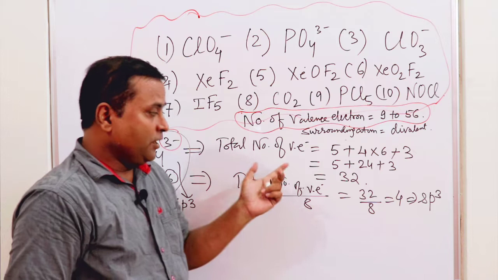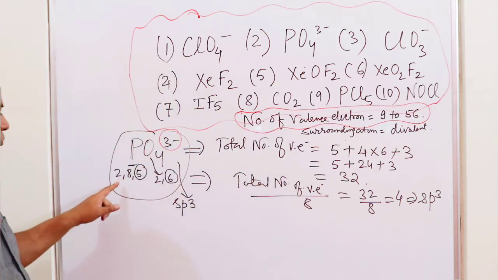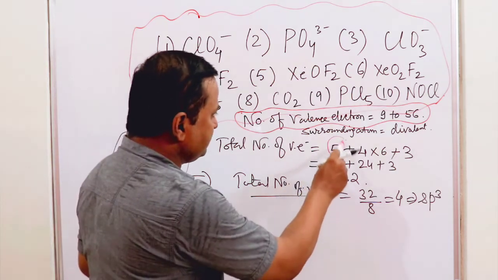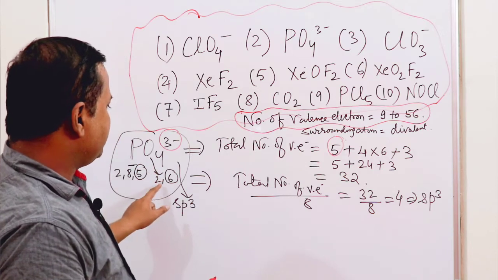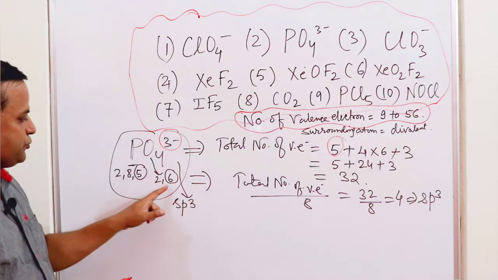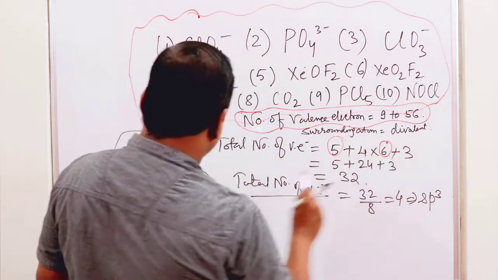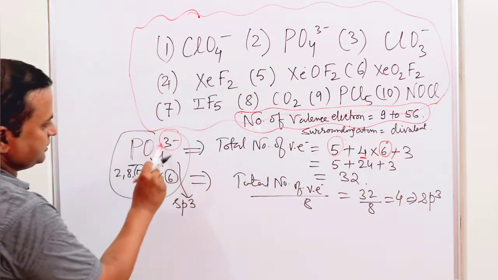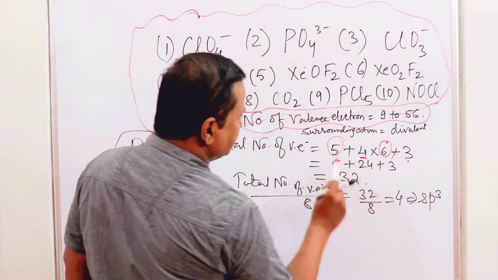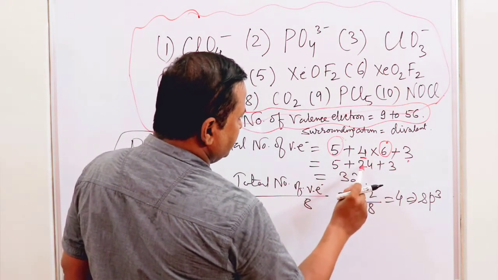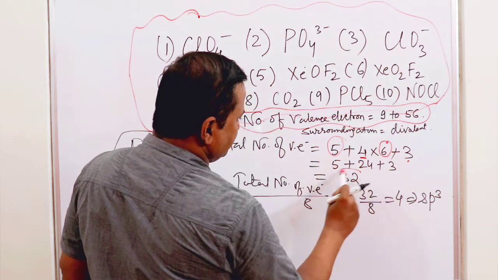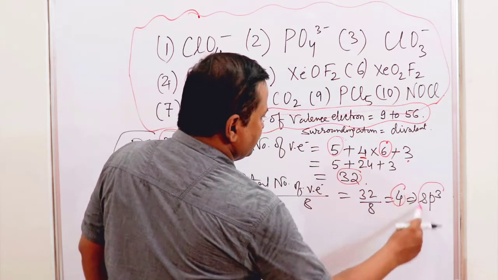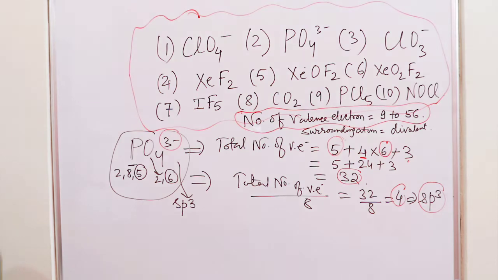Let's check out if it's correct or not. Phosphorus atomic number 15, so we can express it as 2, 8, 5. So it has 5 valence electrons, so I have written 5. Oxygen's atomic number is 8, so when we write the electronic configuration, it is 2, 6, so it has 6 valence electrons. Now there are 4 oxygen atoms, so multiply this by 4, and due to the presence of 3 minus charges, we have added them. So 5 plus 24 plus 3 gives 32. The next step, you divide it by 8, so 32 divided by 8 gives us 4. So this is the hybridization of the phosphate ion.